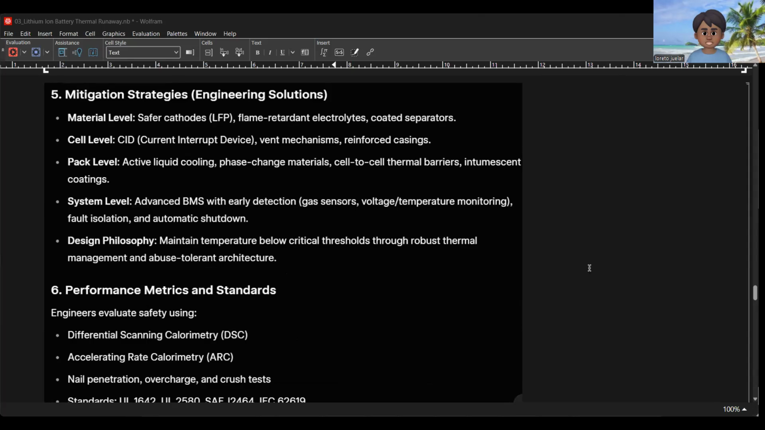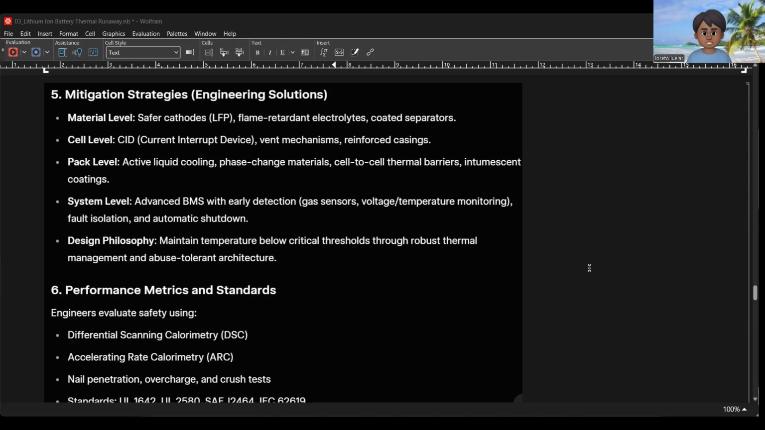Thermal runaway can be mitigated through engineering solutions at multiple levels: safer battery materials, protective cell components, advanced pack-level thermal management, and intelligent battery management systems with early fault detection and automatic shutdowns. The overall design goal is to keep battery temperature below critical limits and prevent failure propagation.